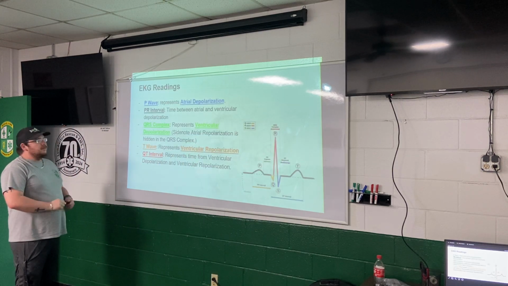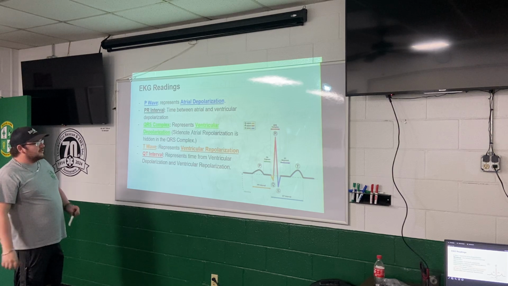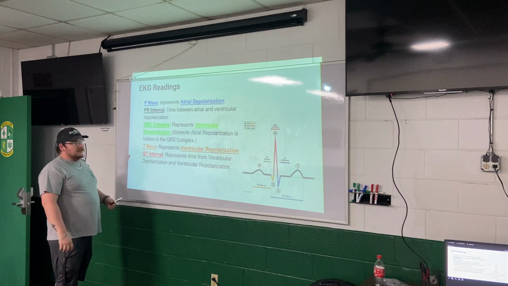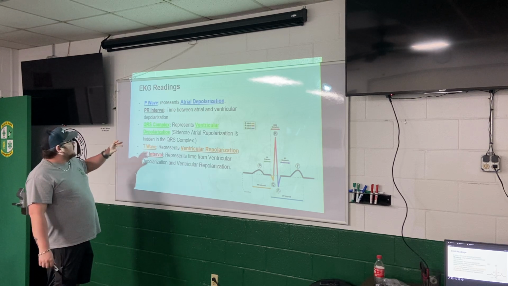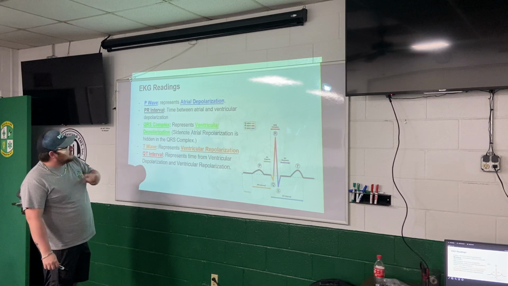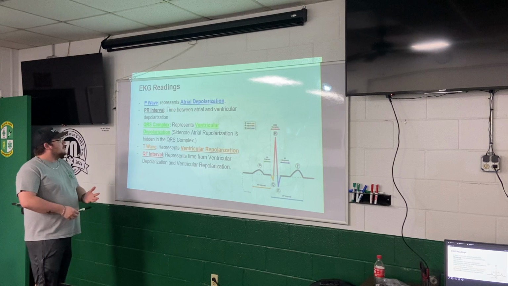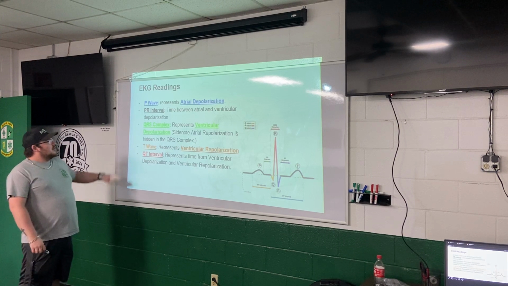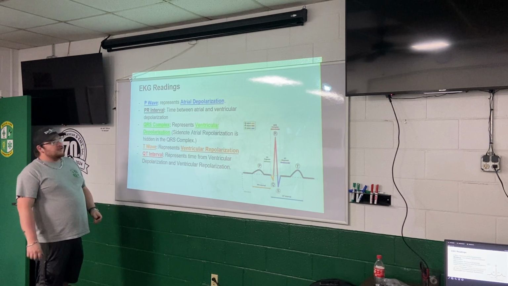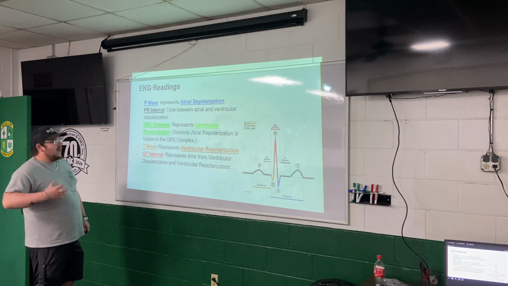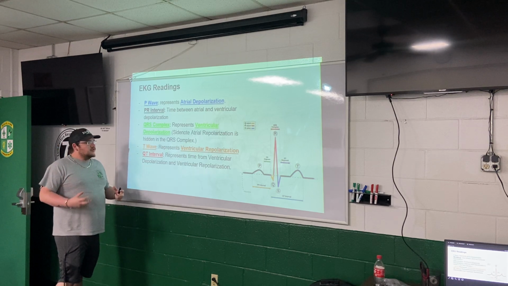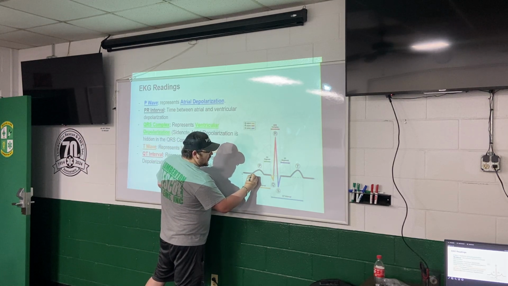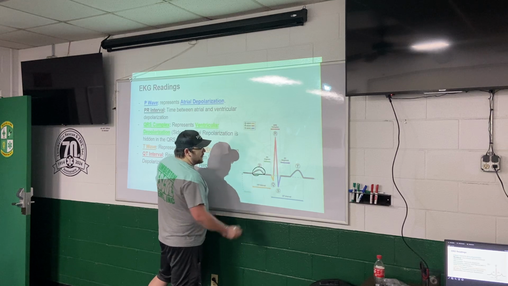Getting into EKG readings, we just talked about the electrical conduction system. So this is what it's going to look like when you put the pen to paper, so to say. An EKG consists of a P wave, a QRS complex, and a T wave. Your P wave is going to represent your atrial depolarization. When that SA node fires and those atria contract, you're going to get this little bump right here, and that's called a P wave.